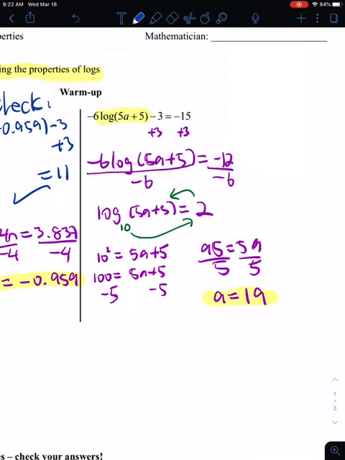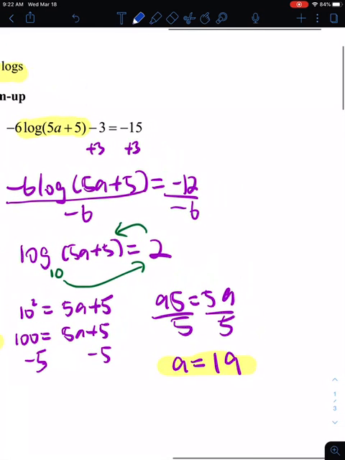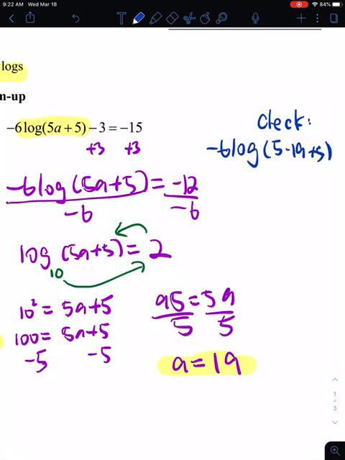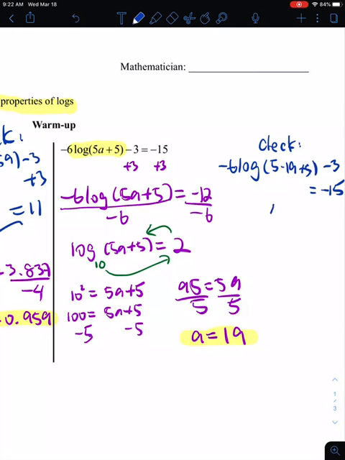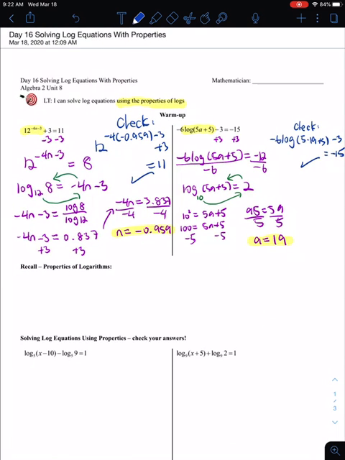Again, let's get into the habit of checking your work. So I'll do it up here, check. Negative 6 log of 5 times 19 plus 5, minus 3 equals negative 15. And again, to check, you can just use your calculator. If you type in the left-hand side, you will end up getting negative 15. So in this case, this works as well.